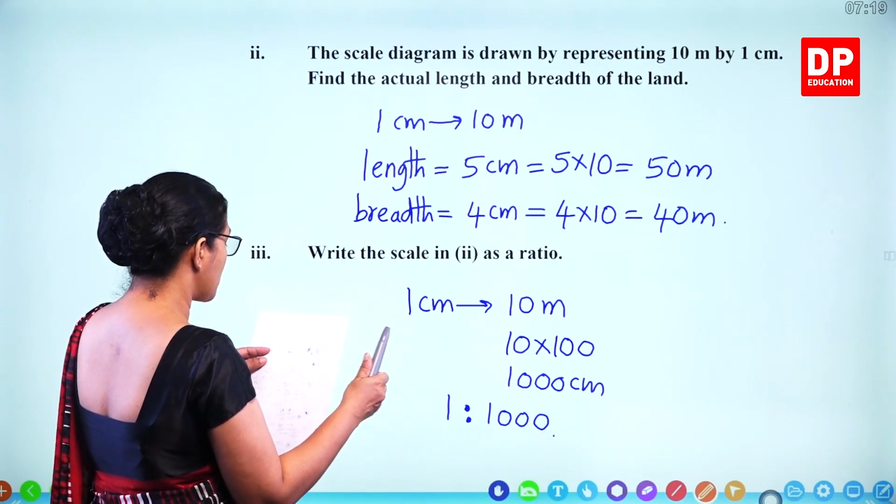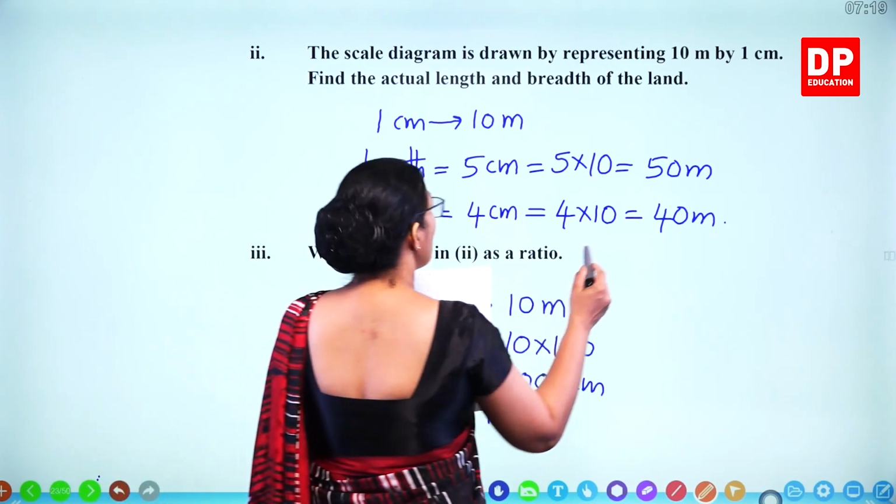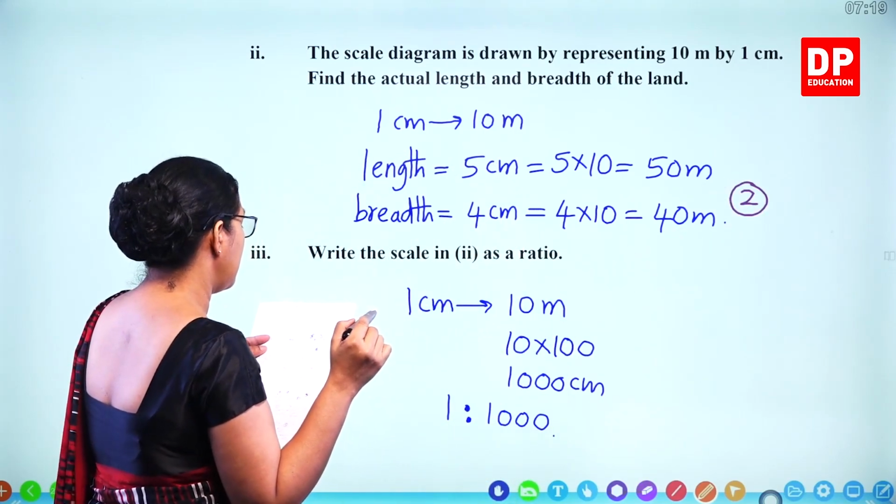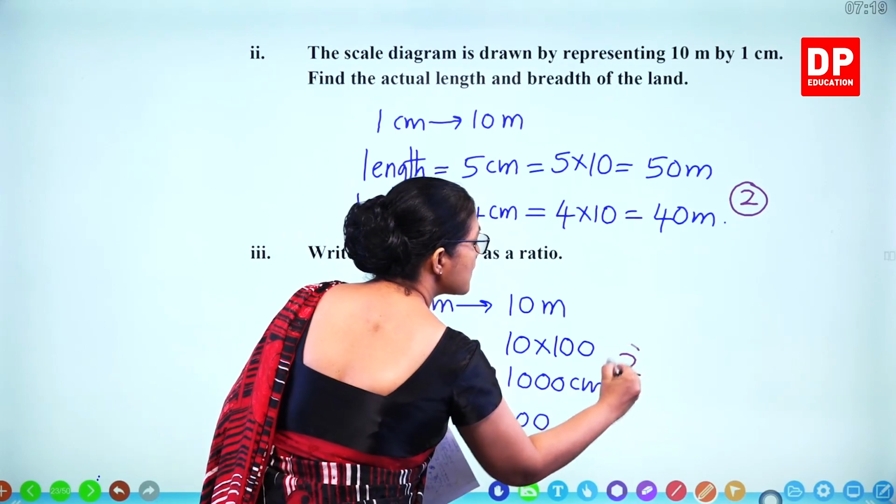So how many marks for each step? You get 2 marks for writing the actual lengths and 2 marks for the scale.